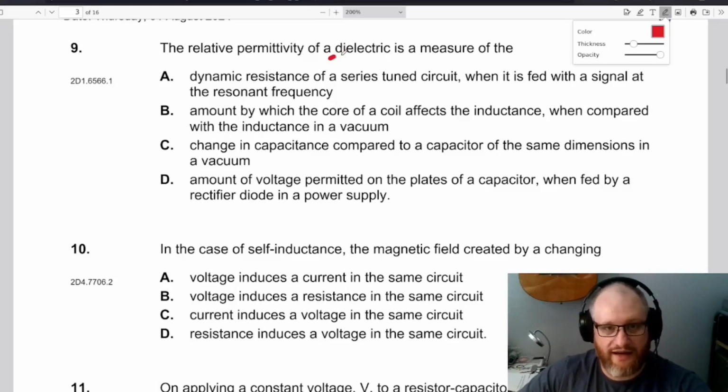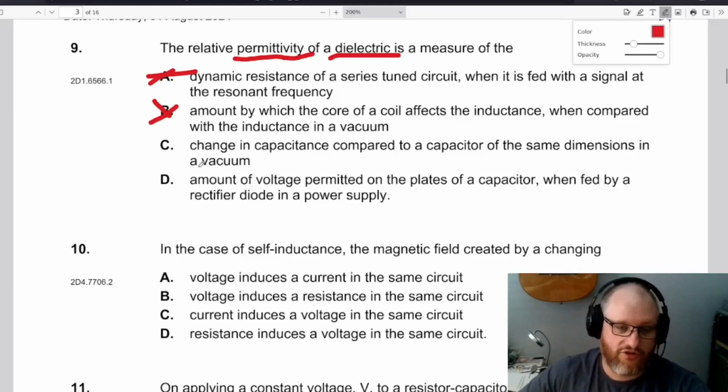Well, we should recall that a dielectric is effectively an insulator, and it's part of a capacitor, so we can immediately rule out the series tuned circuit. It's also nothing to do with inductance, although there is a similar term, permeability, which does apply for coils and inductance, but we're talking about permittivity. So we're left with the two answers which are about capacitors.